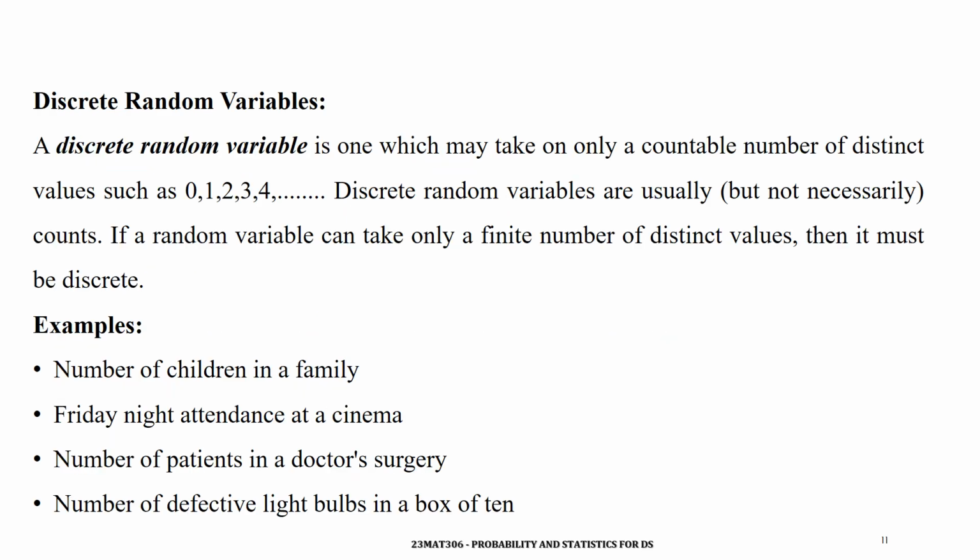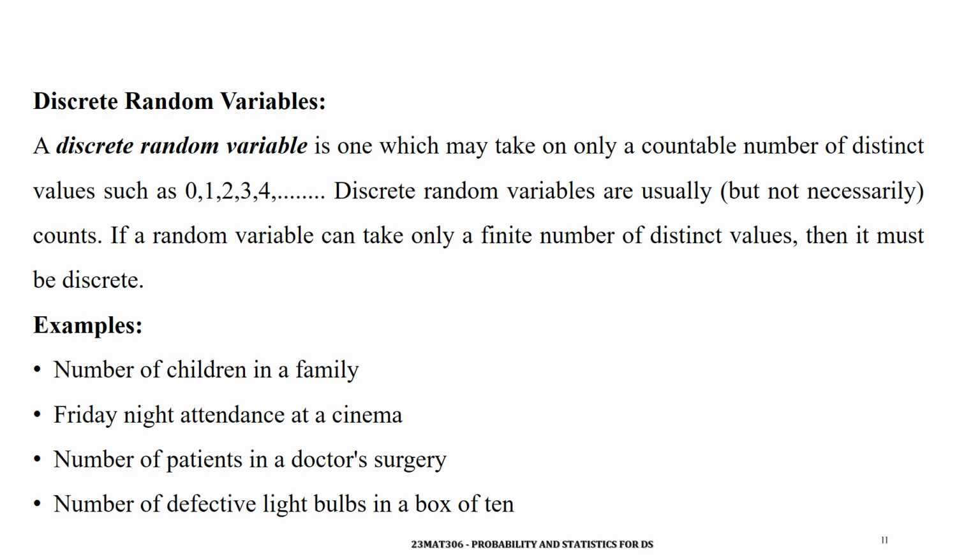The next one is discrete random variable. A discrete random variable takes specific countable values like 0, 1, 2 and so on. Examples include the number of students, number of defects or number of calls received. These are easy to handle because we can list all the possible values.